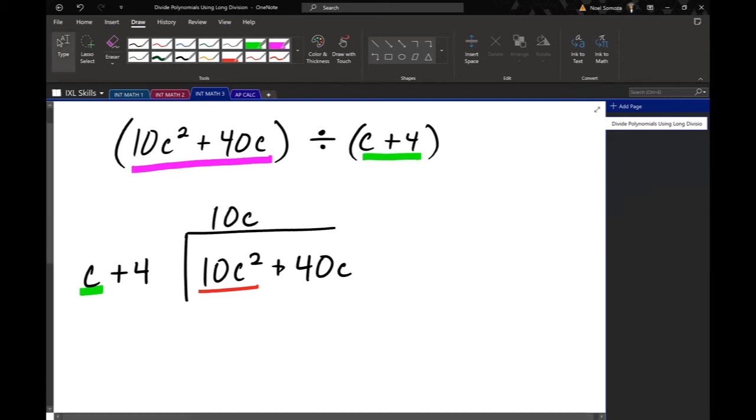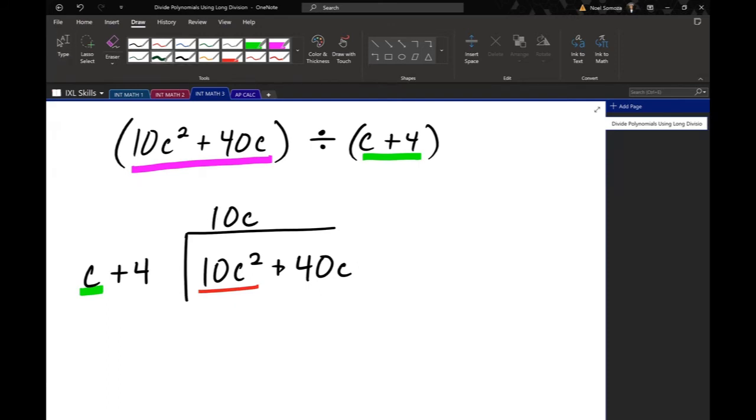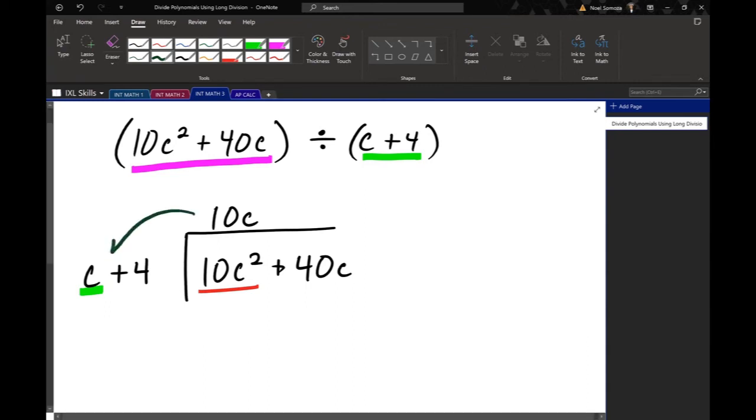All right. So I'm going to take 10c, and it's going to follow a bit of a distributive property process. Now what I'll do is I'll multiply 10c times c and 10c times 4. I'll get 10c squared, and I'm also going to get plus 40c. Now, just like in long division, what would you do with this term? Well, you're supposed to subtract it from the original dividend.